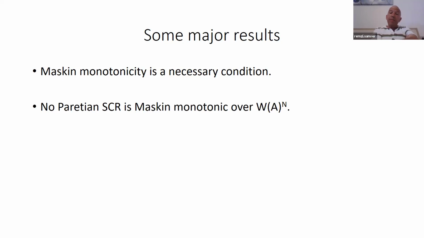And we know that when the domain consists of weak orders, for the full domain, no Paretian social choice rule is Maskin monotonic. So a social choice rule which picks among Pareto optimal alternatives cannot be Maskin monotonic if you allow indifferences. Of course, I'm speaking about the full domain. For restricted domains, this may not hold eventually, but for the full domain, this is the case. So if we have indifferences and we want Pareto optimality, we cannot have Maskin monotonicity. Hence, we cannot have Nash implementability.